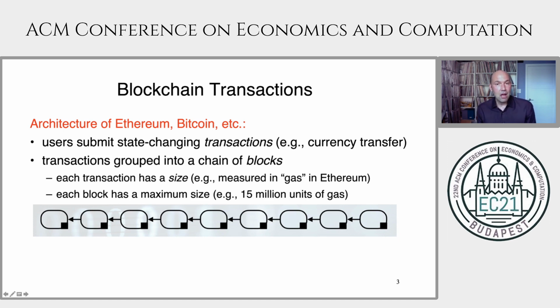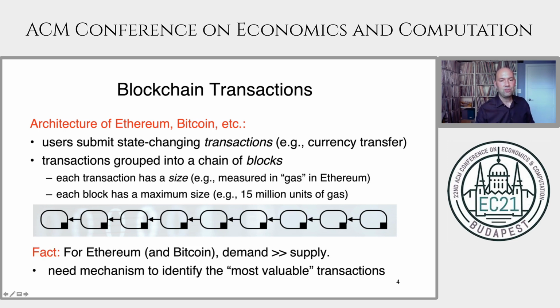Secondly, blocks are not infinitely big. They have a maximum size. So for example, in Ethereum, transactions are measured by what's known as gas, which is a proxy for the computational requirements of executing them. And each block in Ethereum can only have at maximum 15 million gas. Think of that as translating to maybe 500 transactions or so. So in Ethereum, you're seeing roughly 500 transactions published every 13 seconds.